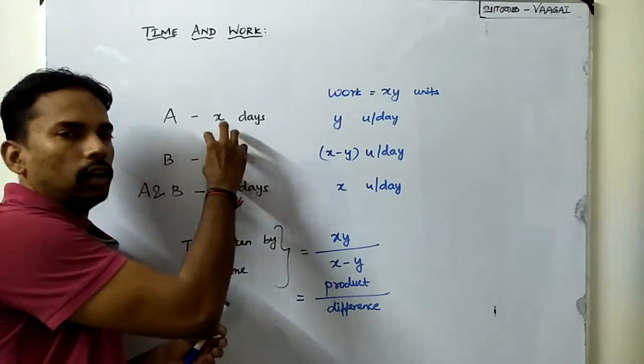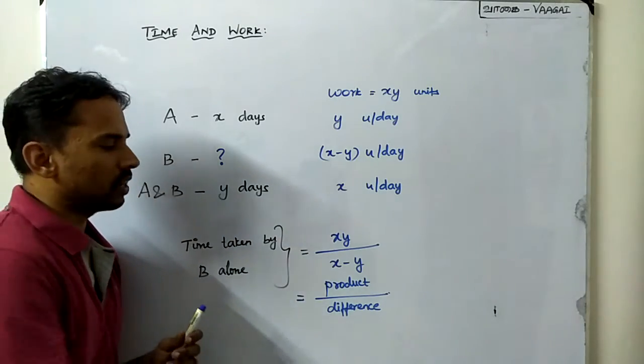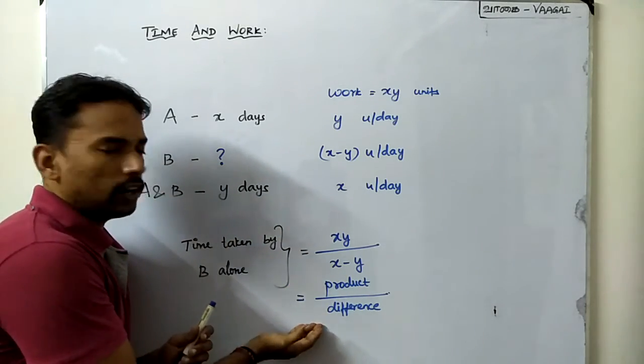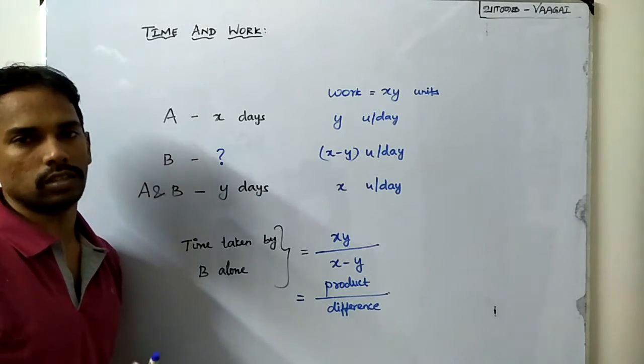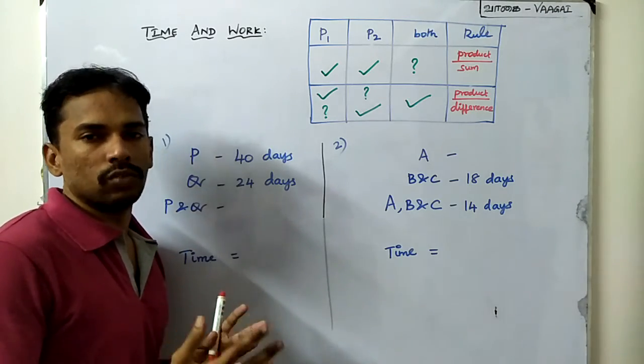Okay, so if we want to find the other person's time, what we can do here is we can just quickly do the product divided by difference. This will easily give us the answer. I've tabulated the two cases which we saw here.